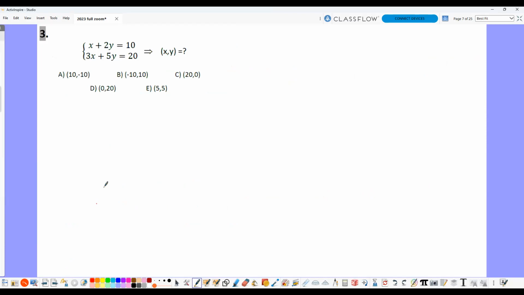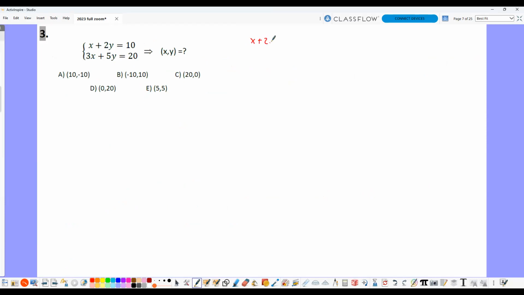Okay, this is a system of equations. In a system of equations, generally we will solve the questions by eliminating one of the variables, or you will substitute. You will say that x is equal to 10 minus 2y, and then you will replace it in the second equation. But I'm going to use the elimination method again.